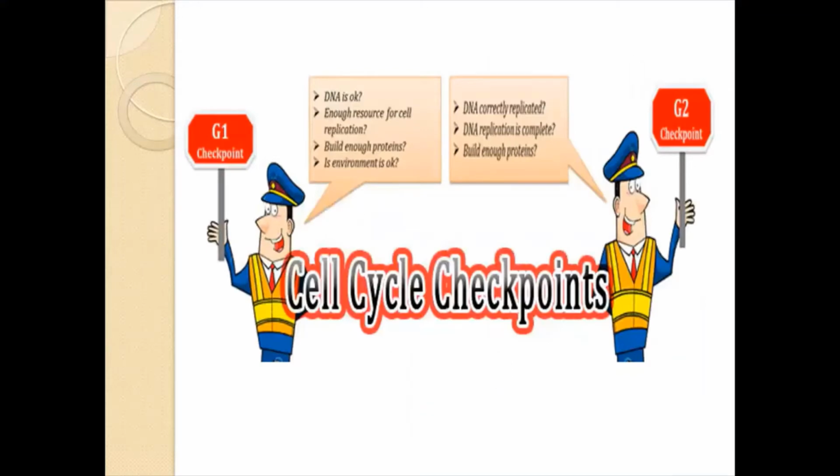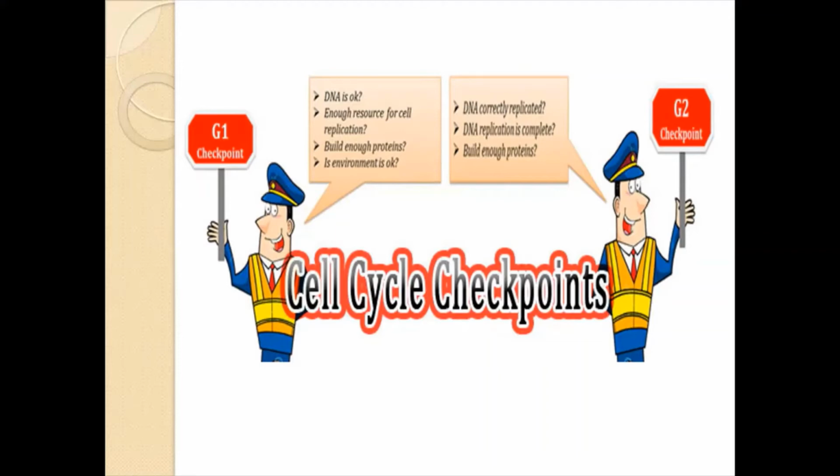Now, what is the difference between the G1 and G2 checkpoint? We should look into this before going forward to the G2 checkpoint. At the G1 checkpoint, the cell looks for whether the DNA is okay, whether enough resources are present that are required for the replication process, whether it has built enough protein, and whether the overall environment of the cell is okay.